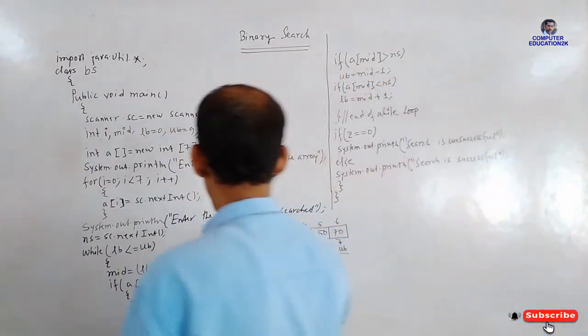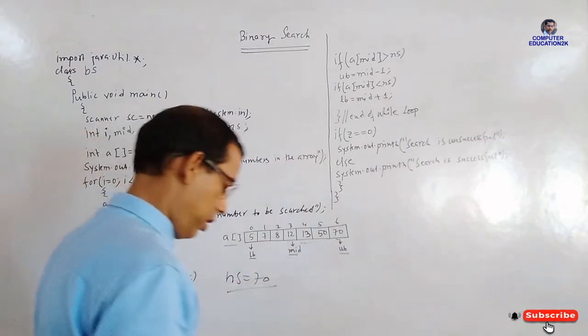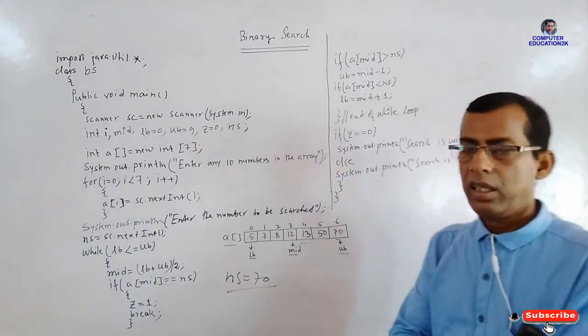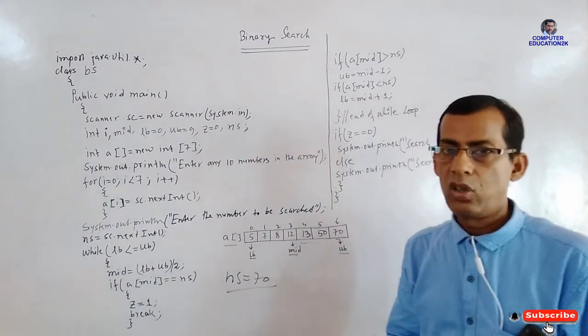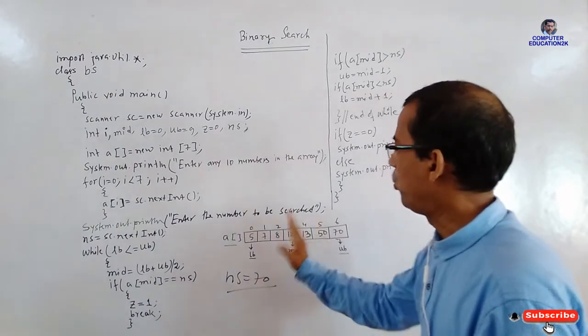Now the number to be searched is what? The number to be searched is 70. What will happen? The computer will go and find in the middle, but in the middle 12 is there, 70 is not there. So what will the computer do? The computer will break this array in two parts.